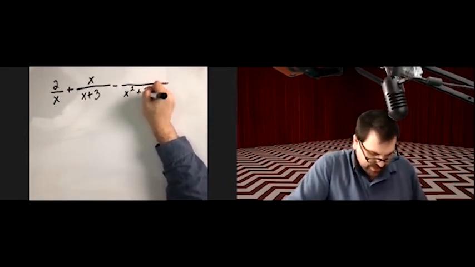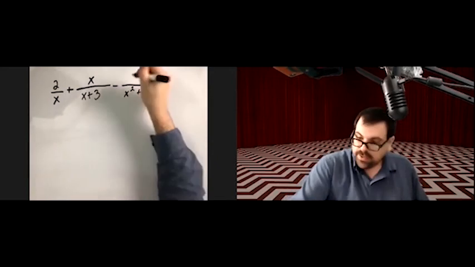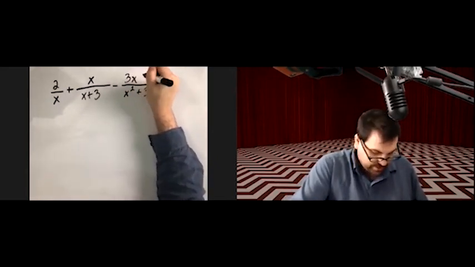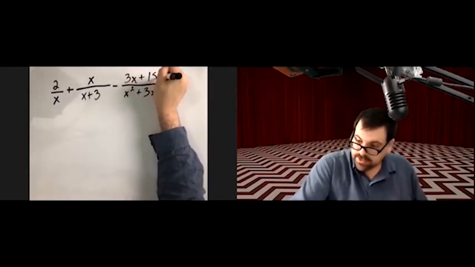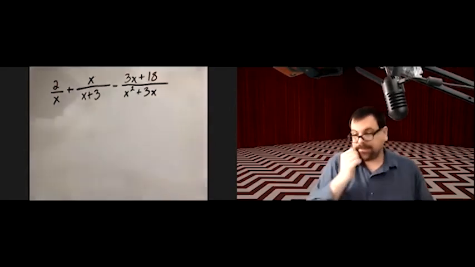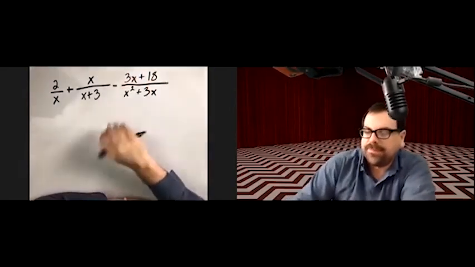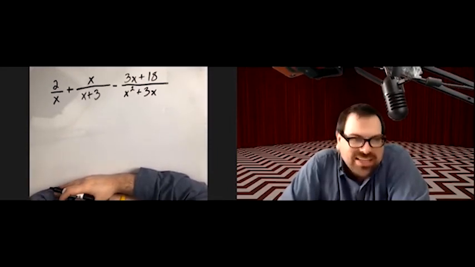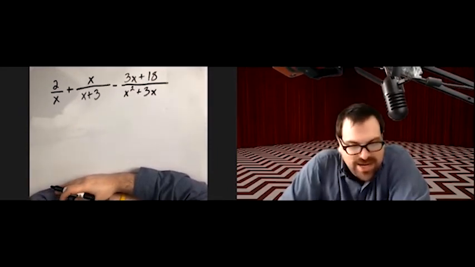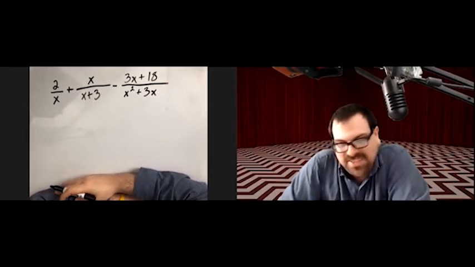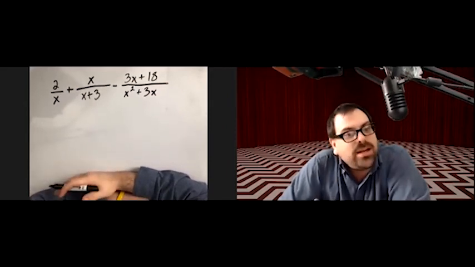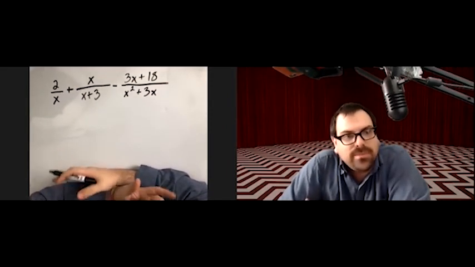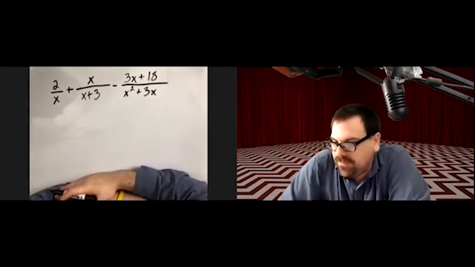x squared plus 3x. 3x plus 18. Okay. We're adding and subtracting 3 of these things now. Wonderful. Doesn't change what we do. Get a common denominator on the bottom, add and subtract across the top.